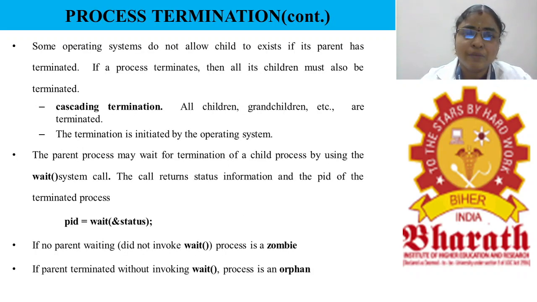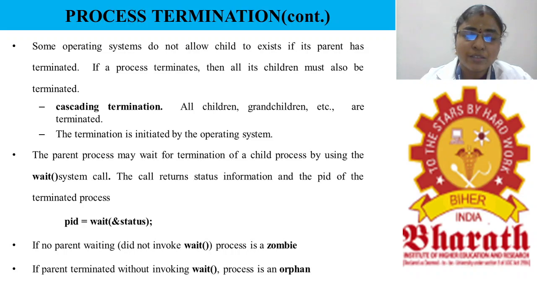Some operating systems do not allow the child to exist if its parent has terminated. If a process is terminated, then all its children must also be terminated. This is named cascading termination. So all the children, grandchildren, etc., all the processes are going to terminate. The termination is initiated by the operating system only.